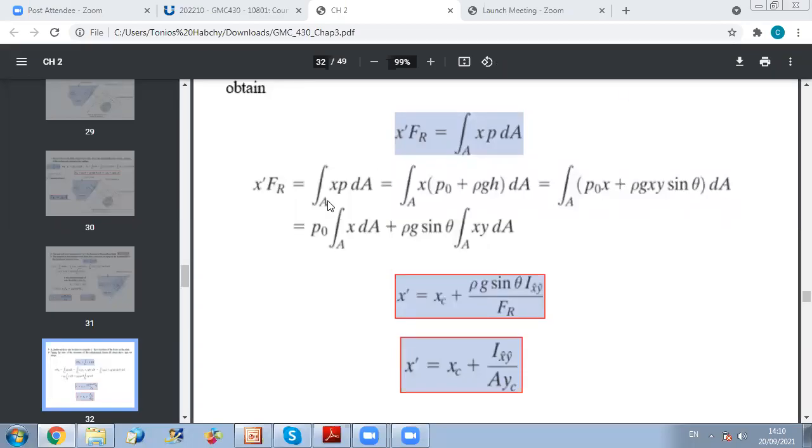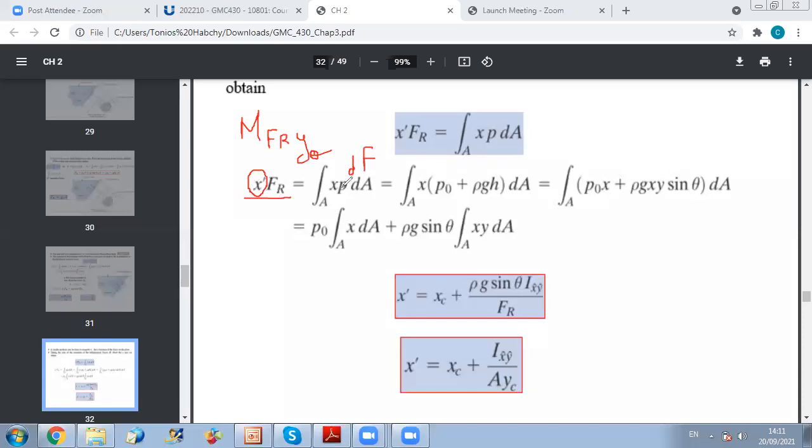Okay, so we were talking about how to find the location along X for the resultant force. So again, it's the same concept. Now we say the moment of Fr about the y-axis passing by O is given by the value of x prime, which is the distance between the resultant force and the y-axis, times Fr, and this should be equal to the integral over the area of x times the elementary force dF.